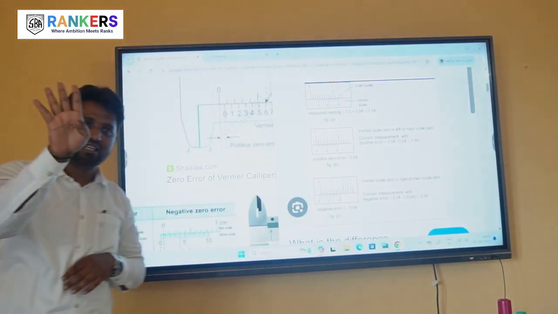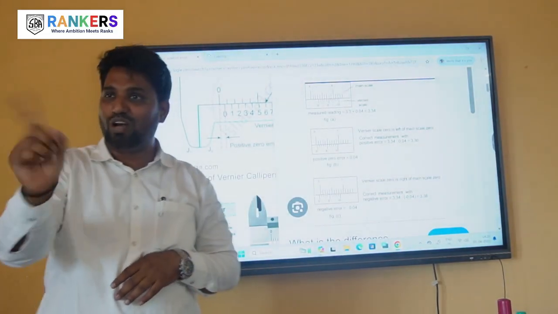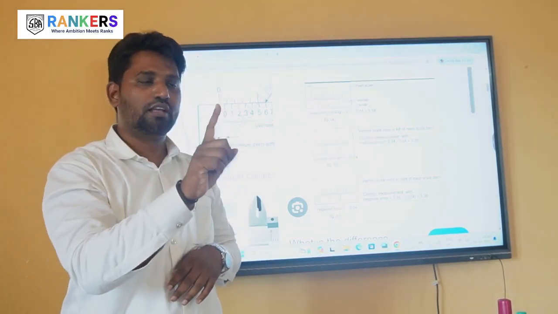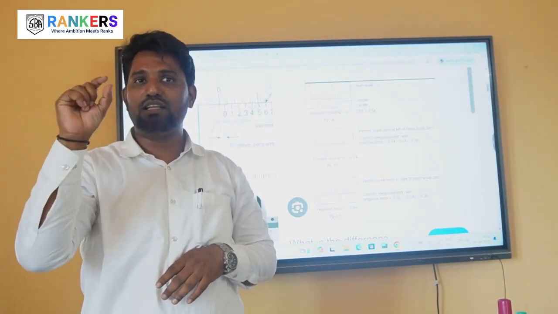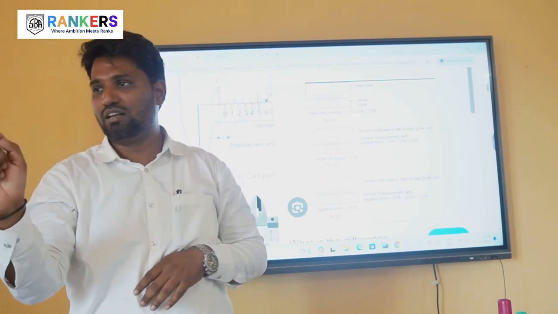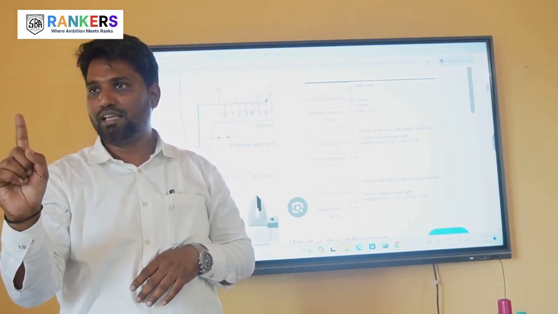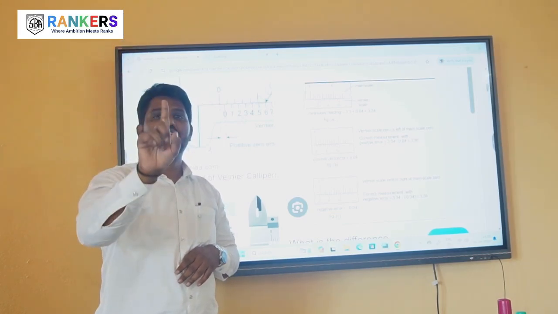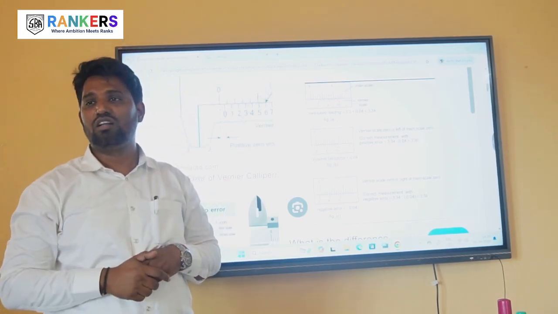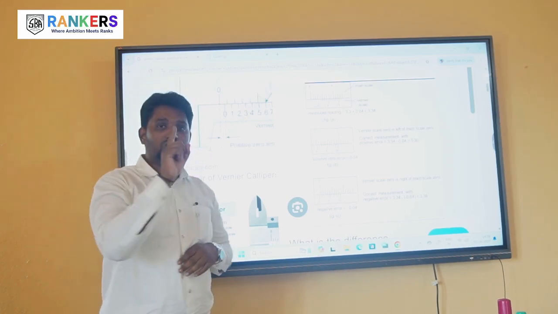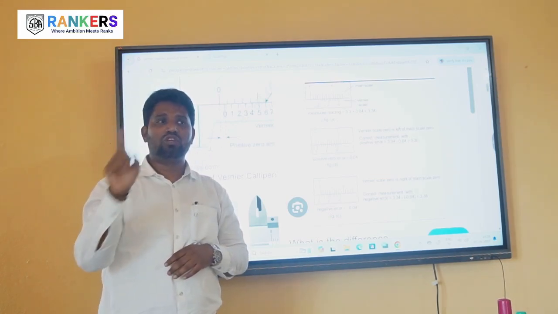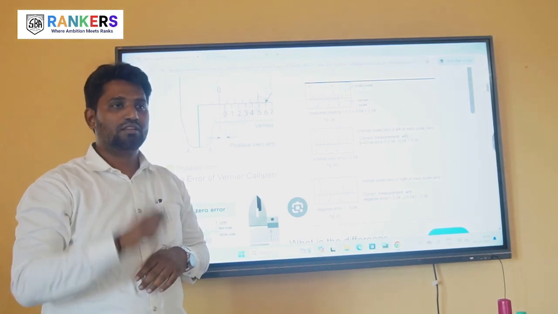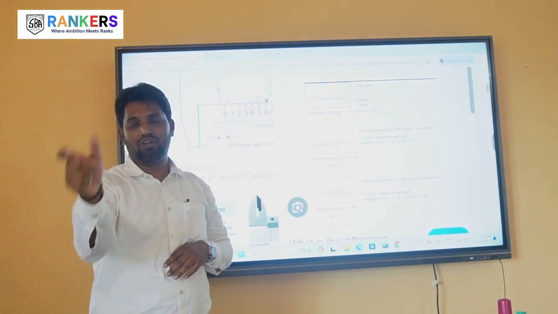So the 4th line. It is only 4. Always keep in mind the Vernier scale reading is not in decimal. It will always be a whole number. Clear? So the 4th line coincides. This is called the Vernier scale reading. So your Vernier scale reading is 4. Clear? Now to calculate the positive error, write the formula.